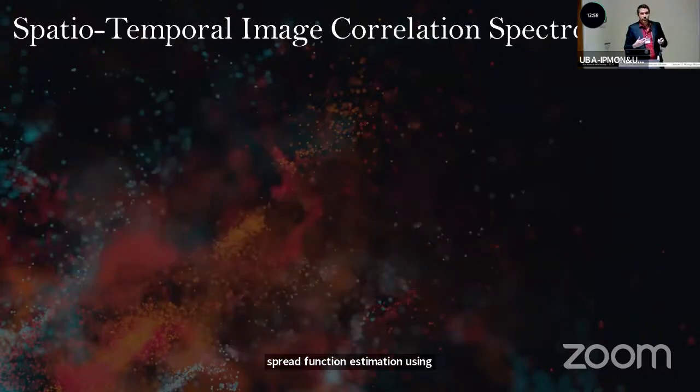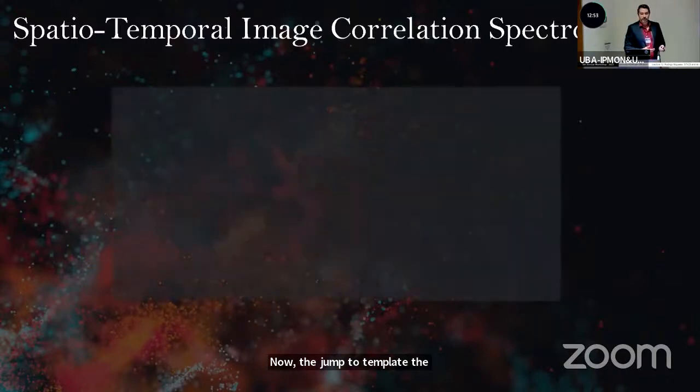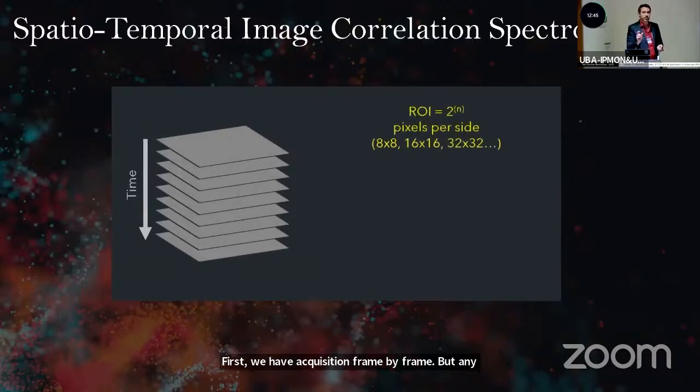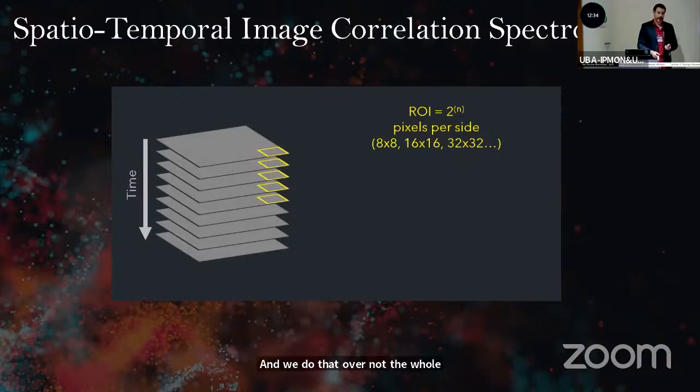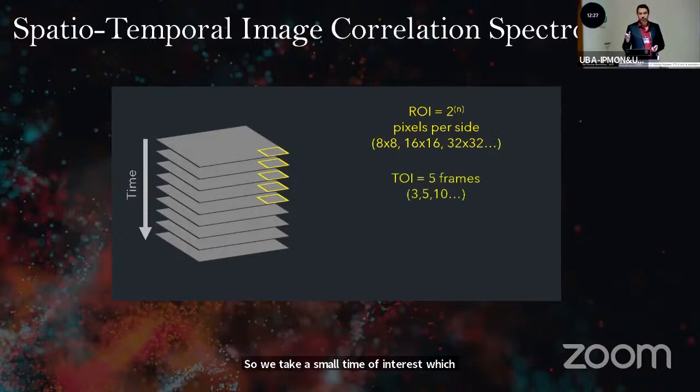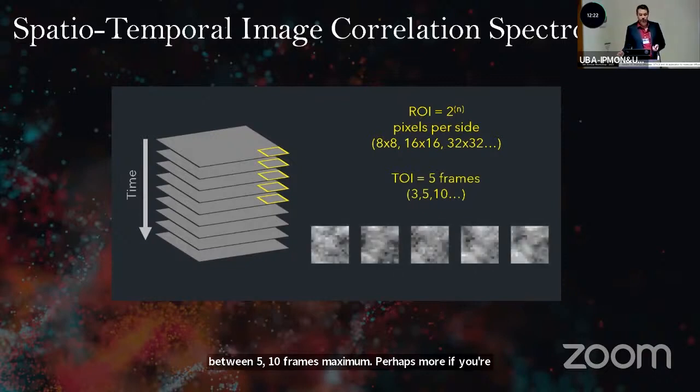Now, the jump to spatiotemporal image correlation spectroscopy is literally just to combine these 2. First, we have acquisition frame by frame of an image, and we're going to take only a small region of interest of this image, usually a power of 2, so 8 by 8 or 16 by 16. And we do that not over the whole image stack, because most of the time what we're observing will have changed by the time that the video is over. So we take a small time of interest, which usually is 5-10 frames maximum, perhaps more if you're able to oversample more in time.